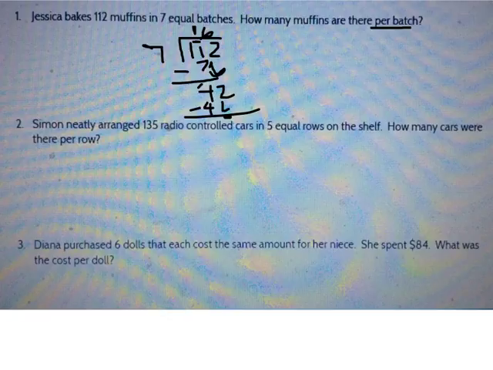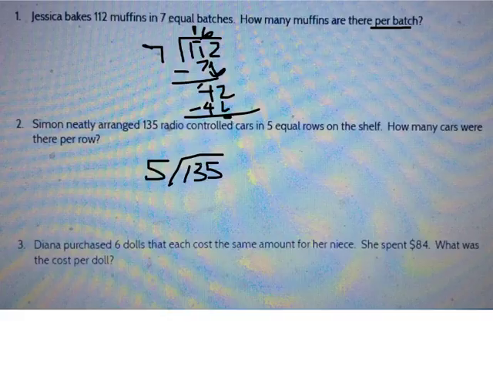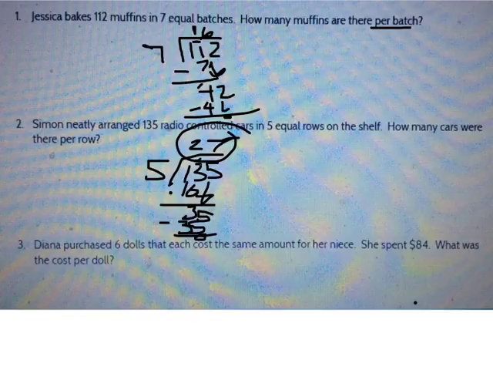Let's try number 2. Simon neatly arranged 135 radio-controlled cars in 5 equal rows on the shelf. How many cars were there per row? Again, I need to divide to find the unit rate. 135 cars divided into 5 equal rows. Go ahead and solve that division problem now. The correct answer is 27 cars per row.